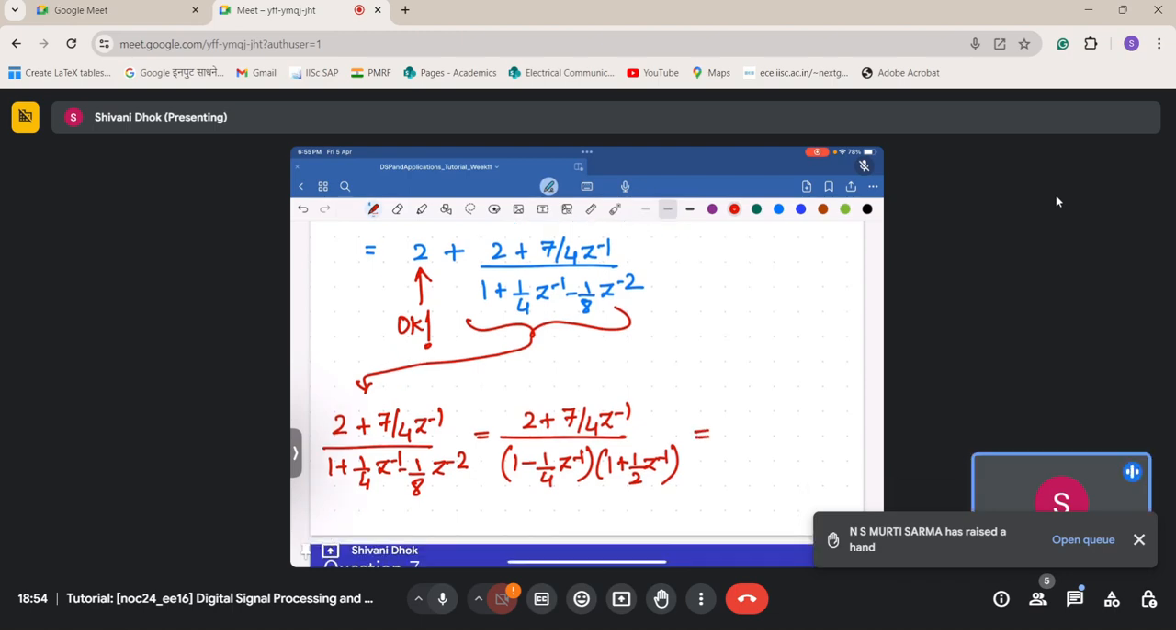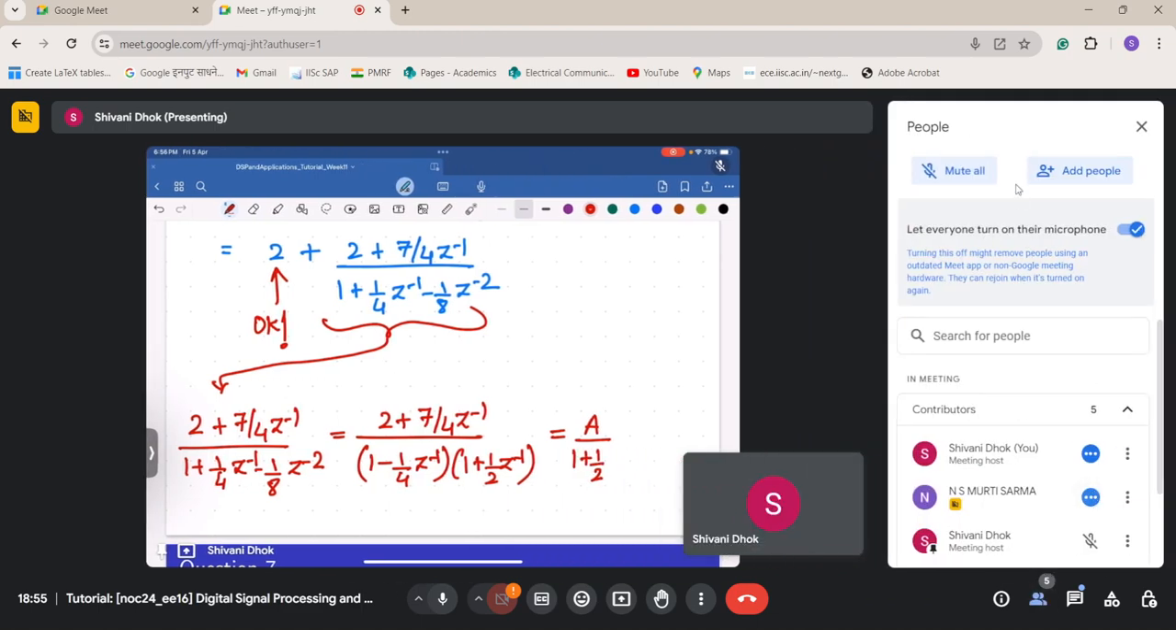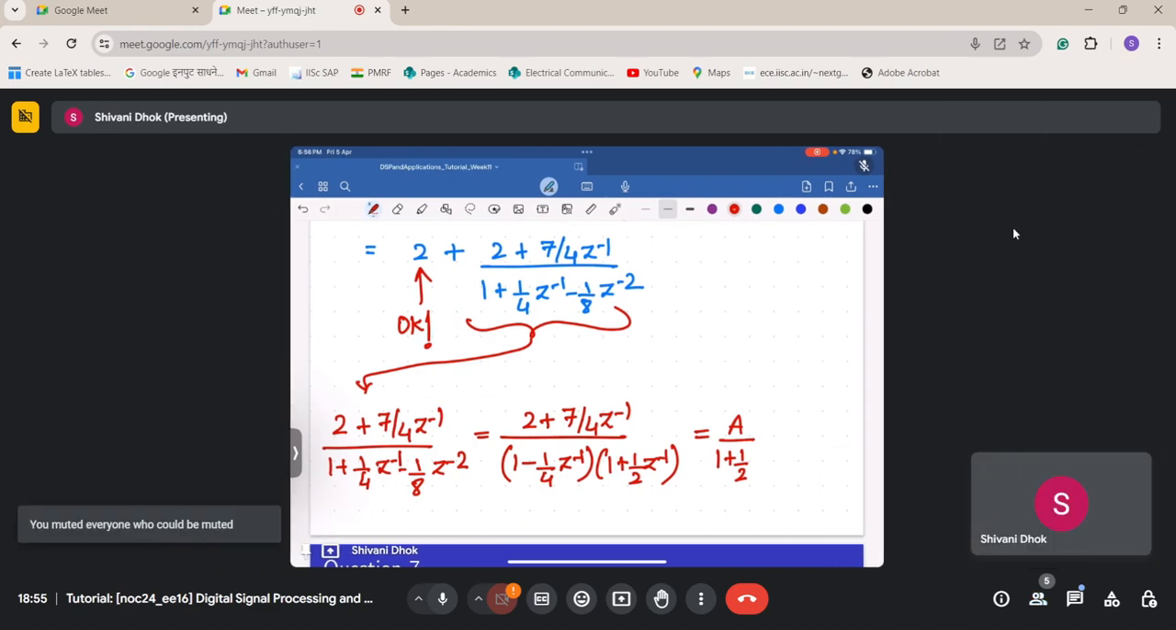So this is equal to, I can write it as A upon 1 plus 1 by 2 z inverse plus B upon 1 minus 1 by 4 z inverse.